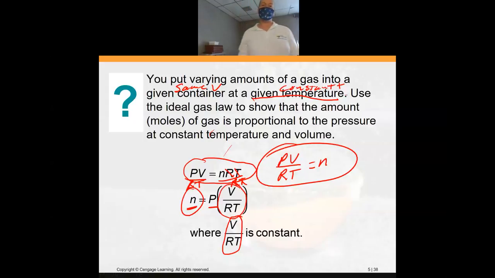So this is a gas in the same container, which means the same volume at a given temperature. We're not changing the temperatures. We're not sticking it in an ice bath and then heating it up or anything like that. It's just sitting out in the lab at constant temperature. And so you see that your moles is proportional to your pressure.